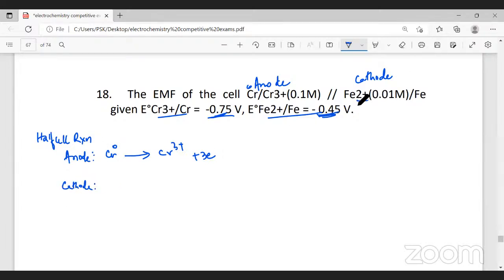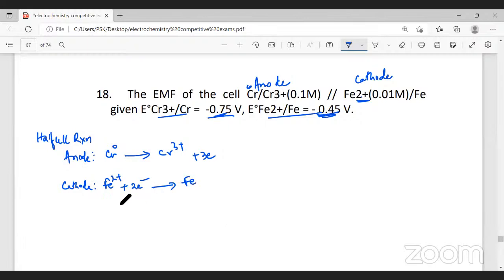At the cathode, what's the reaction? Iron from Fe2 plus gains electrons. How many electrons does it gain? 2 electrons. Fe2 plus gets reduced to iron. So this is the half cell reaction.